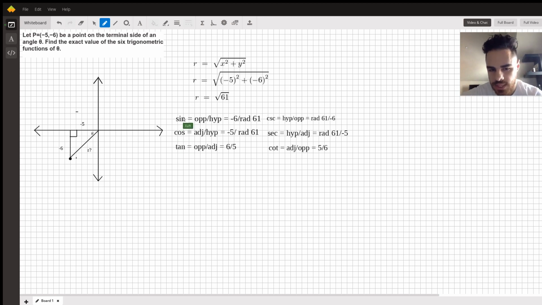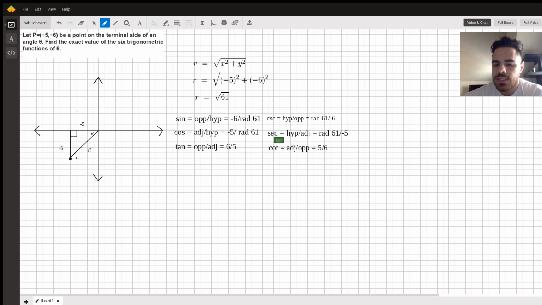This goes for cosine also. Next up is cosine, adjacent over hypotenuse, which would be -5 over radical 61. Again, you would want to multiply the top and bottom by radical 61 in order to get rid of the radical in the denominator. Tangent is just opposite over adjacent, so 6 over 5. But keep in mind that the -6 and -5, the negatives cancel. So while sine and cosine are negative, tangent is positive.